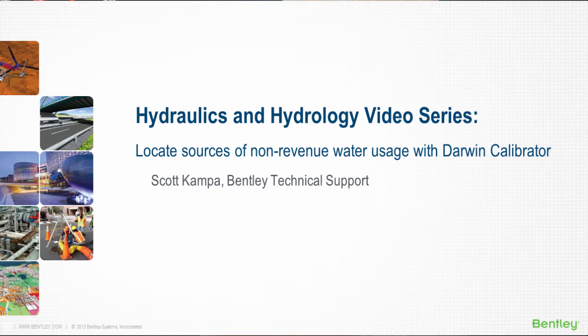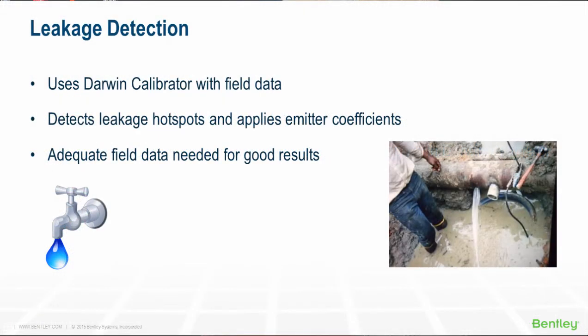Are you interested in saving money by locating potential sources of leakage and other non-revenue water usage? In this video, I'll show you how to use field data to detect leakage hotspots in Darwin Calibrator, which is a module that you can find in WaterGEMS. Water loss can be an important part of modeling your system, and Darwin Calibrator can be useful in identifying the locations of the water loss.